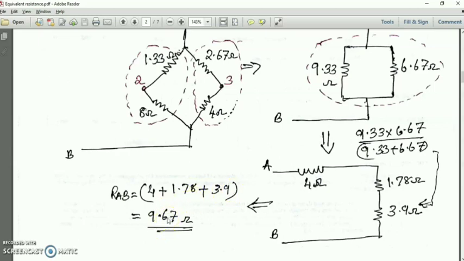I hope you understood the procedure of finding the equivalent resistance. Okay. So try to practice these two problems and you can contact me in case of any doubts.